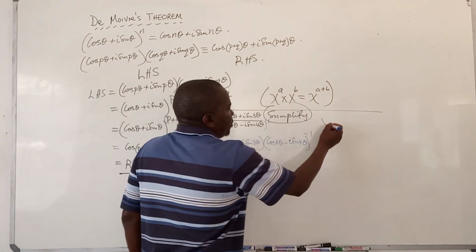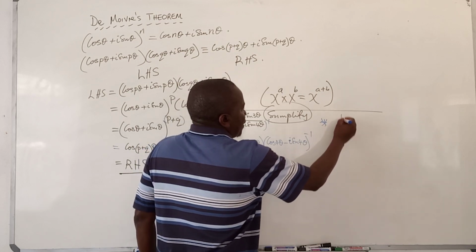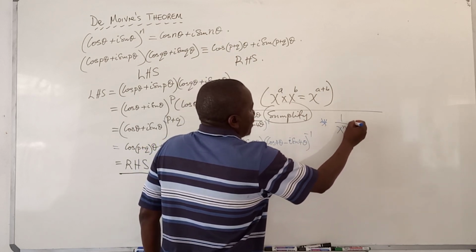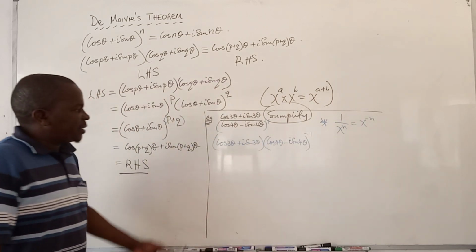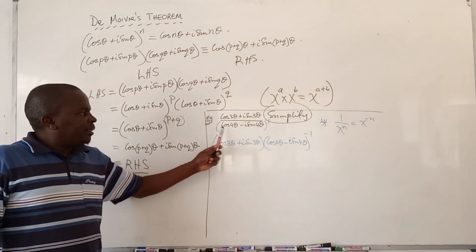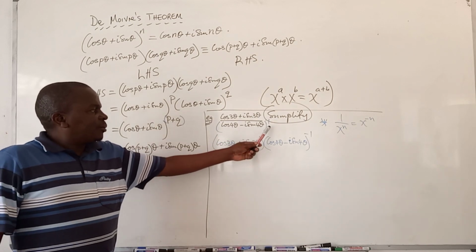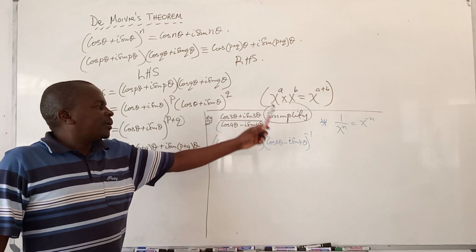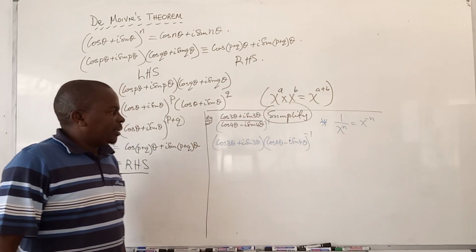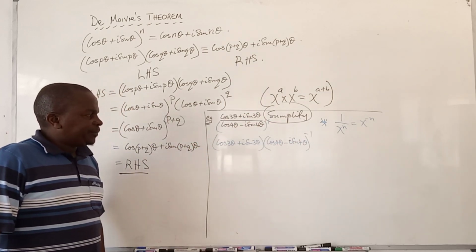Just to remind you, 1 over x to the n is the same as x to the minus n. This is one of the laws of indices which I actually applied there. This is our denominator, which is being raised to the power of 1. So if it goes up, the power will be negative.